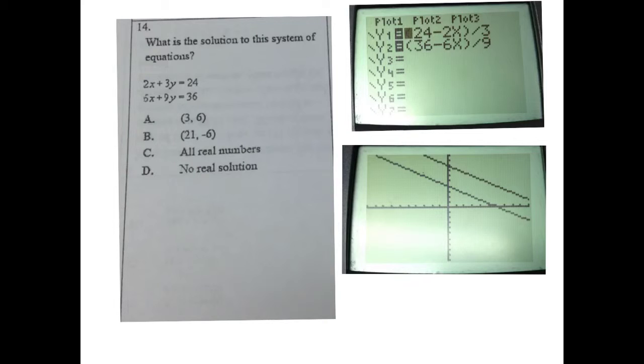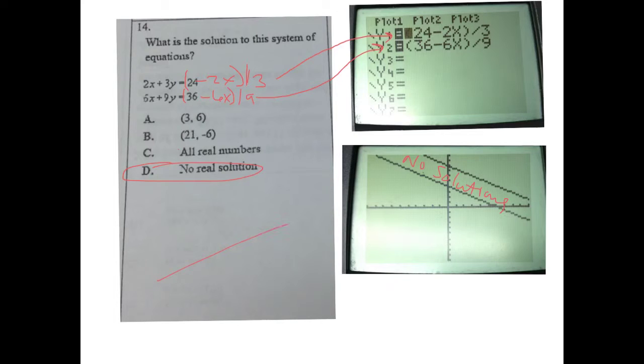Next one here, I'm still doing my four-step method. So I did left parenthesis, opposite of 2x, right parenthesis, divide by 3, and that one went right up there. And I did left parenthesis, opposite of 6x, right parenthesis, divide by 9, and that one went right up there. I pushed graph, and I got this picture. These lines never touch each other, so this is no solutions. So no real solution.